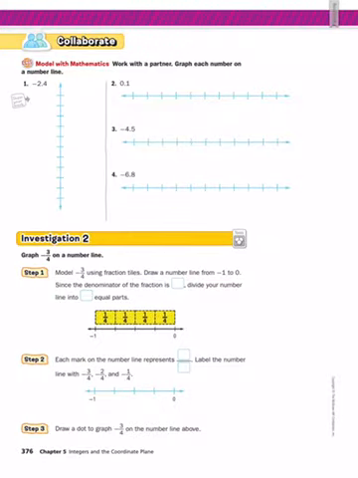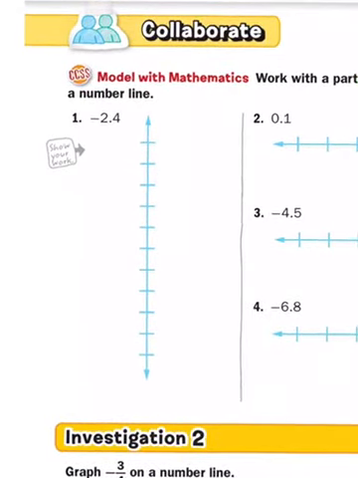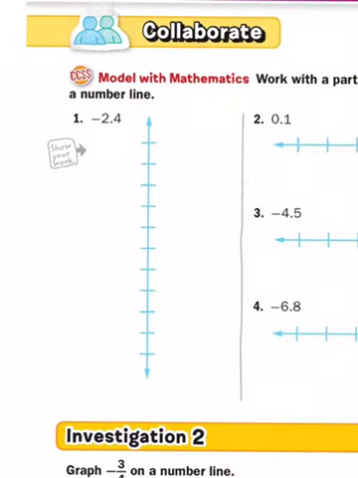Okay, so now we're going to work on number 1 through 4. We'll do a couple of these together first. So the directions say to work with a partner, graph each number on a number line. So what we're going to do, let me zoom in here, is we have to graph -2.4. So what we could do is, let's maybe start and make this line at the top -1. I'll write -1.0. So that would mean this would be -1.2, -1.4, -1.6, -1.8, -2, which can be -2.0.